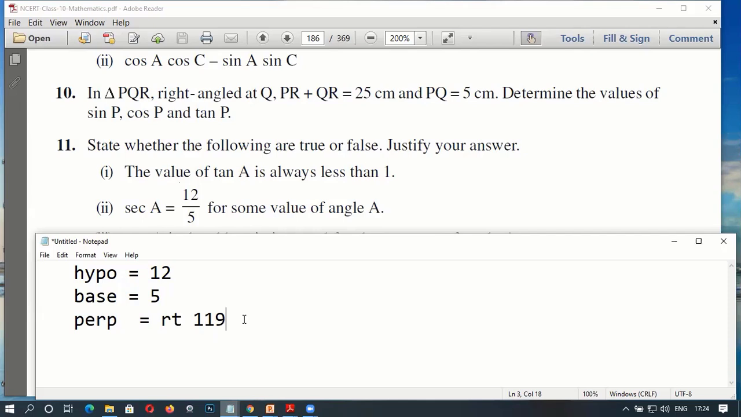Remember in the first case, we did not discuss it, but whether a triangle is possible or not. What is root 119 approximately? It is between 10 and 11. It is closer to 11. Yeah, 10.9. So a triangle is possible. So sec A equal to 12 by 5 is possible.